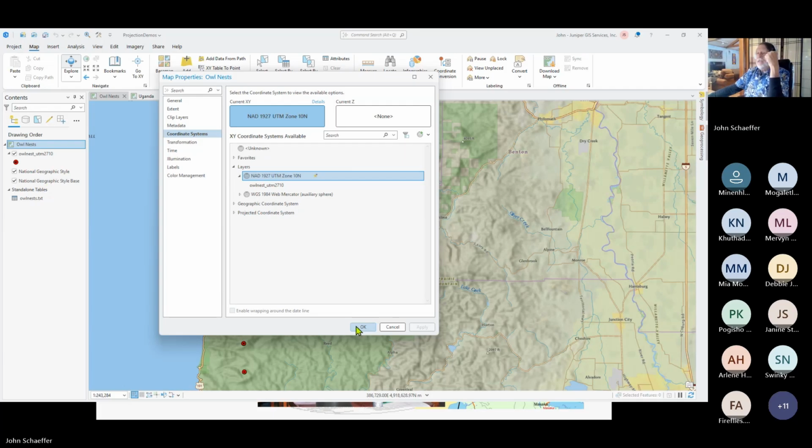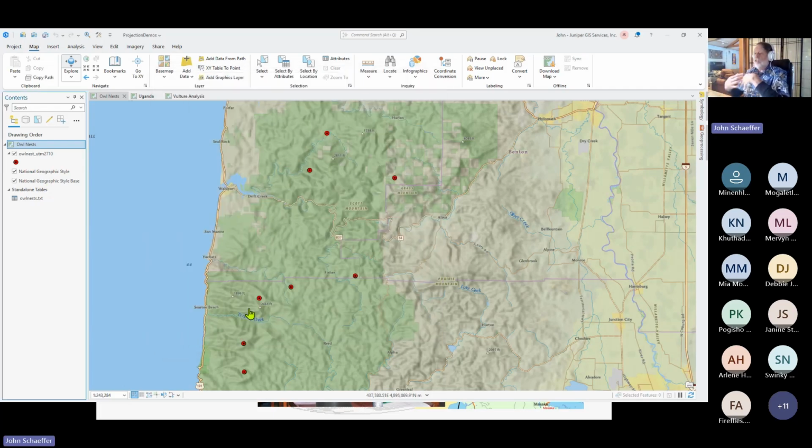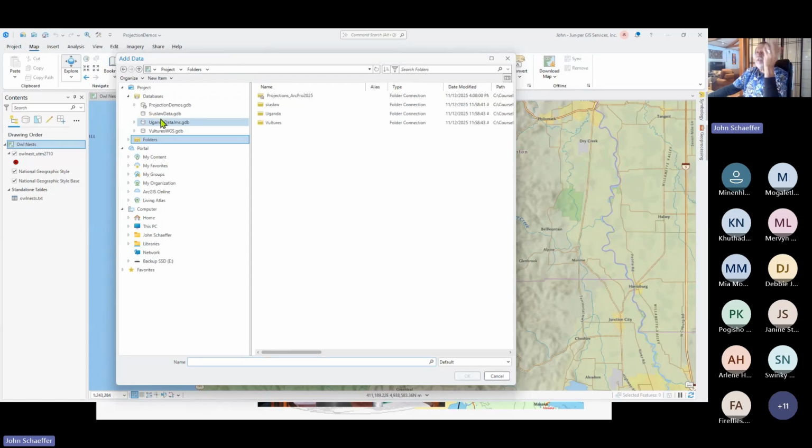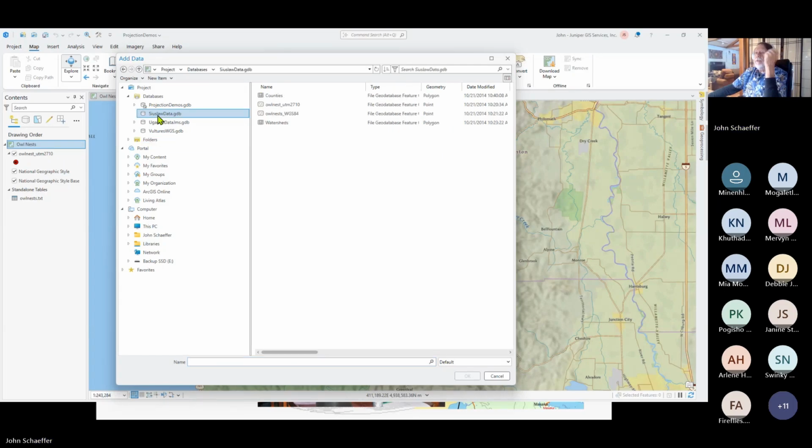Okay? So what I want to do is I want to add in the original data that is in WGS 84. So I'm going to click on Add Data. And I'm going to go to Databases, Siuslaw. Siuslaw is the name of the forest. And I'm going to go to Siuslaw Data GDB, and I'll bring in WGS 84. And this is actually how we started the class. We had the students bring this in and then fix it. So I'll bring in my owl nests WGS 84 and I'll say, okay.